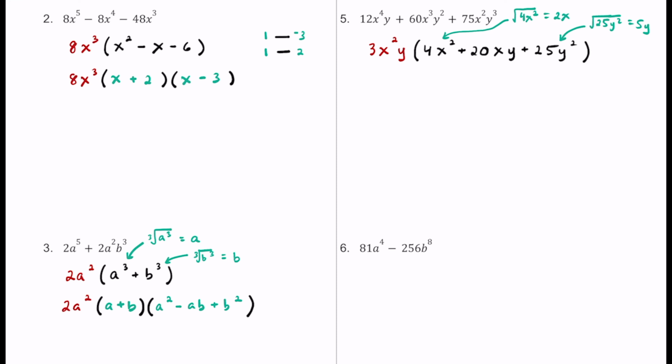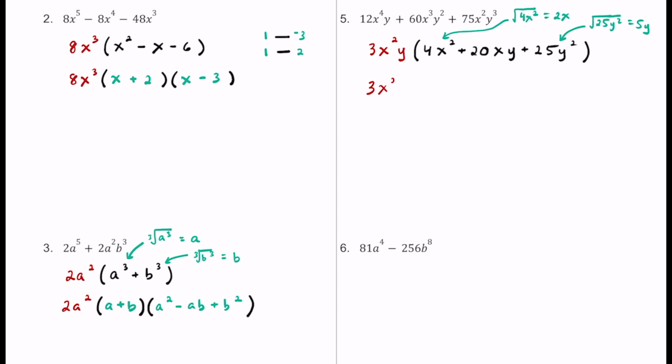So the reason why we know this is a perfect square trinomial is because if you have squares in the front and in the back, and then if you take their square roots and multiply them together, 2x times 5y would be 10xy, and if you double that, you get this 20xy. So if that ever happens, then you know you have a perfect square trinomial on your hands, okay?